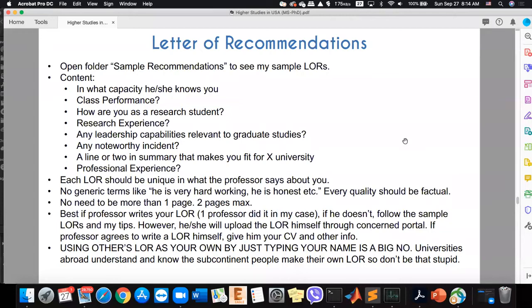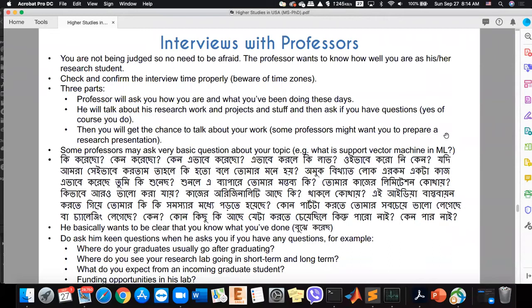And as I said, each LOR should be unique. Like, a common LOR, if it comes from three people, that's not good. And don't use generic terms like he's very hardworking and honest. Hardworking has no value. It's all about completing stuff by the deadline and how smart you are in handling all those stuff. And usually, an LOR is one page, two pages max. And if a professor writes the LOR, then it's the best. And now you can look at my sample LORs and try to write it yourself.